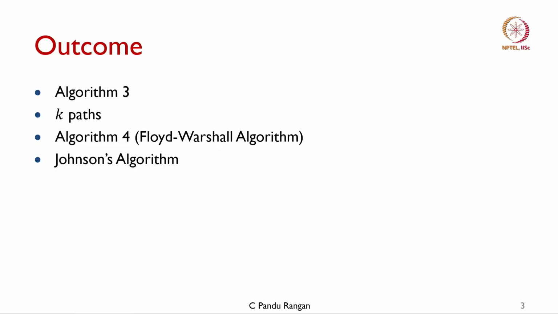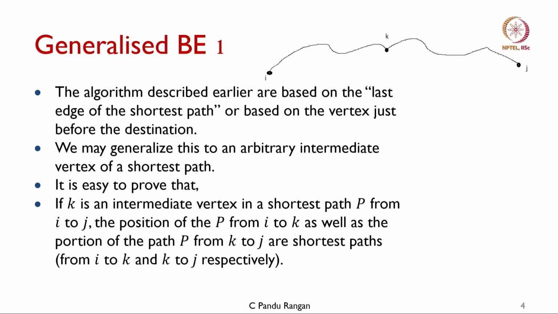Namaskara. We are continuing our discussions on all pair shortest path problems. We have seen two algorithms which are based on the Bellman equations for bounded path lengths, and when we map that equation to something similar to matrix multiplication, we got a more efficient algorithm. We are going to see somewhat similar algorithm, but this is going to be based on a slightly different approach.